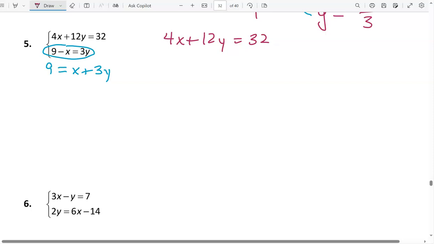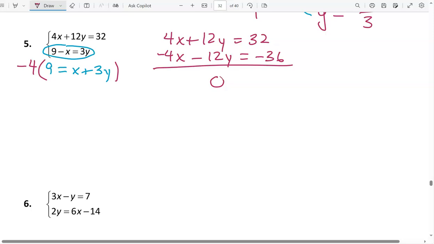And let's take this equation and let's multiply through by negative 4. That will allow us to eliminate the x's. Negative 4x minus 12y is equal to negative 36. Let's add those two equations together. On the left we get 0, and on the right we get negative 4. And so 0 is equal to negative 4 is a statement that is never true. That means that there is no solution to this system.